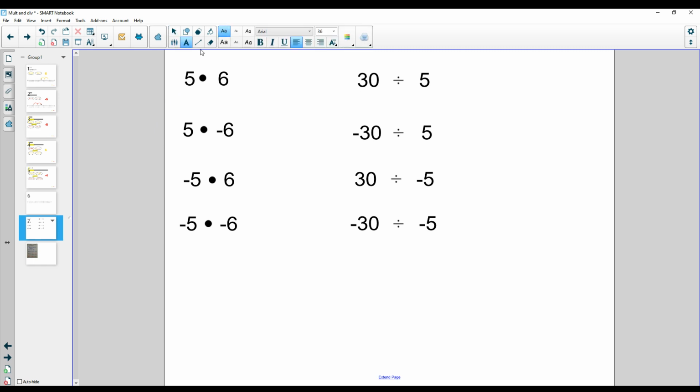What is 5 times 6? 5 times 6 equals 30. What's 30 divided into 5 groups? 6. Now let's get a little harder right here.